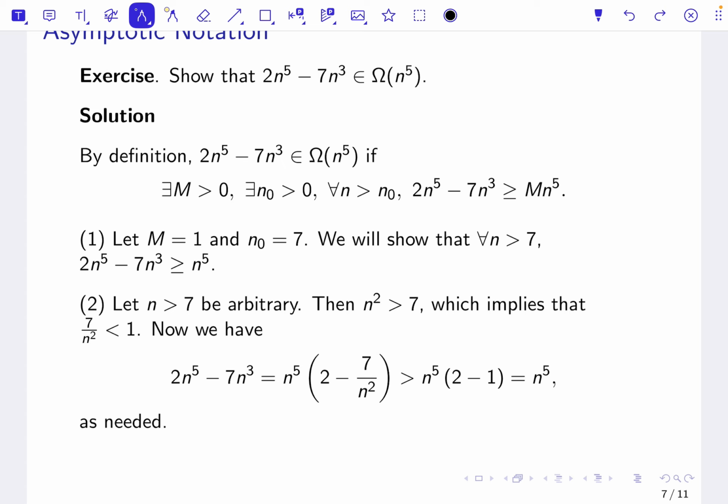I guess I could point out that in here, you can't do the drop unneeded terms trick because of the inequality. But if this were an addition, you would totally be able to say that 2n to the 5 plus 7n3 is greater than or equal to 2n5, and then that would be really easy to compare to mn5, but you can't do that because this is subtraction, not addition.